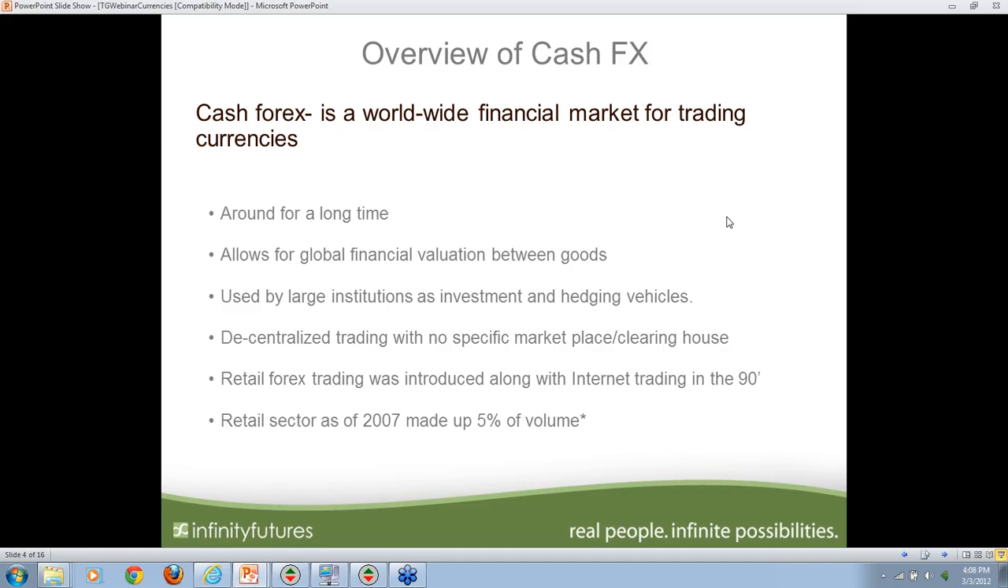Next, the retail sector of Forex. This actually came from 2007, so it is dated; I couldn't find any statistics on what it currently is. The retail sector made up only 5% of the actual Forex volume, which is a relatively small amount when you consider the other 95% is all institutional business. So you have big banks trading money, governments trading money, and large corporations. If you guys have any questions, let me know.